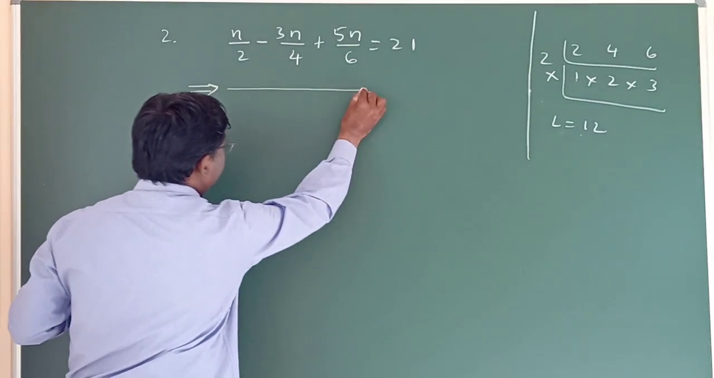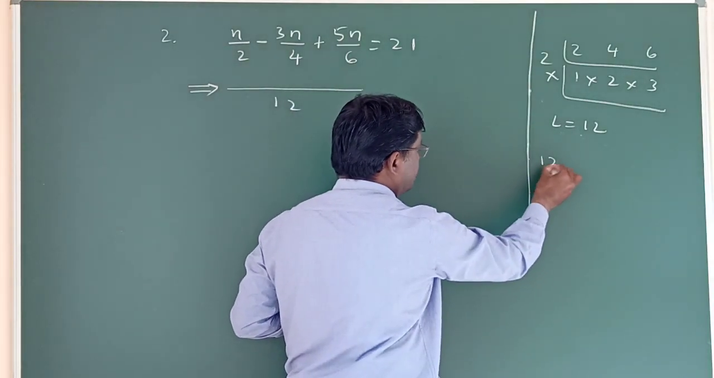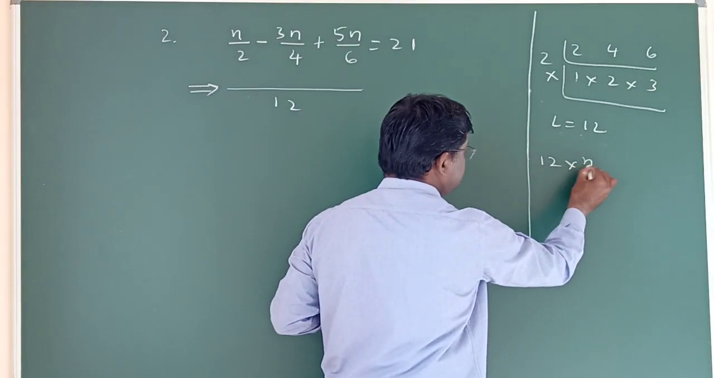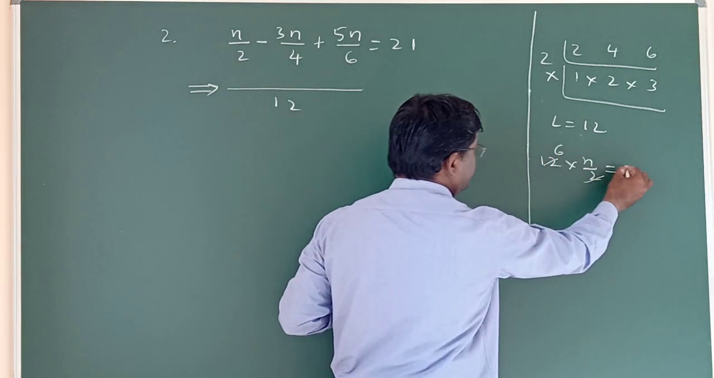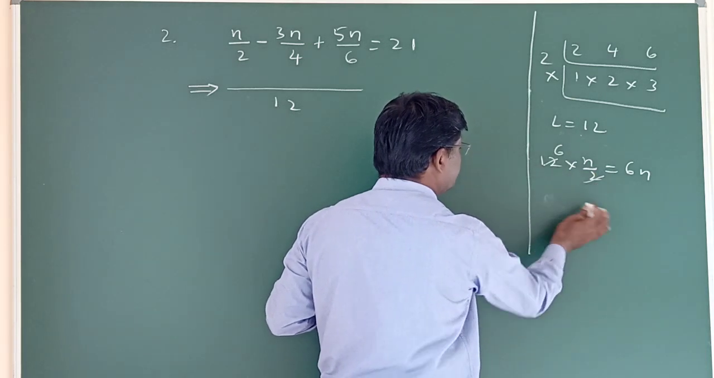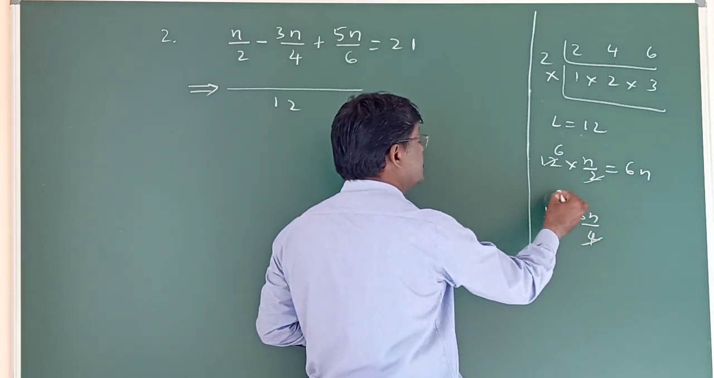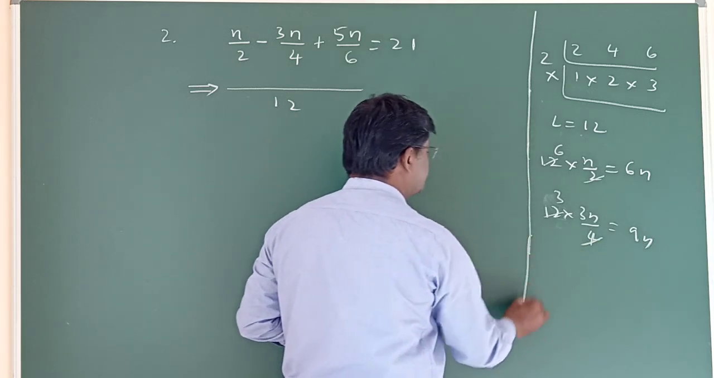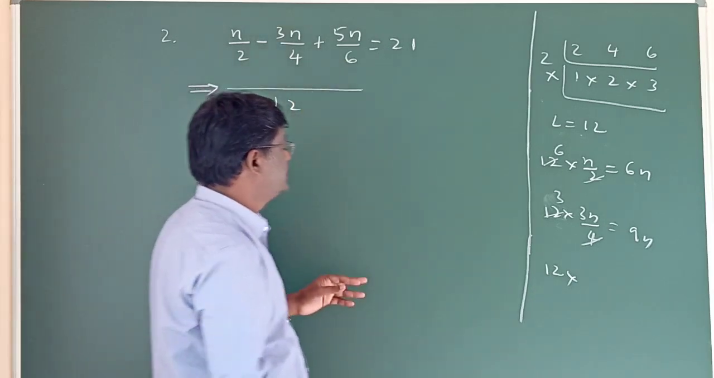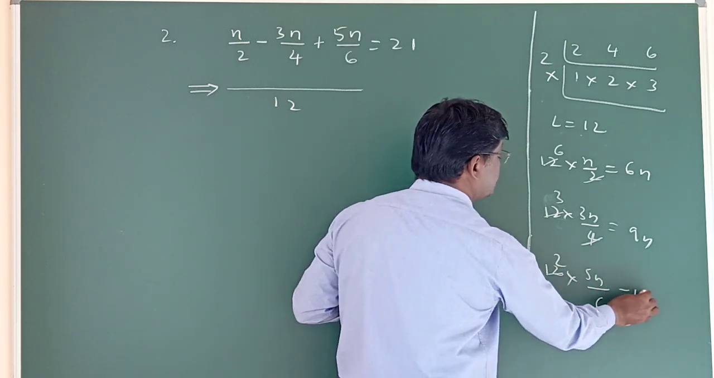Hence, put the division line, write that LCM. Then we shall take them one by one. 12 LCM into what? First fraction n by 2. 6n. Next, 12 into second fraction 3n by 4, 4 threes are 12, 9n. Next, LCM into third fraction 5n by 6, 2 fives are 10n.